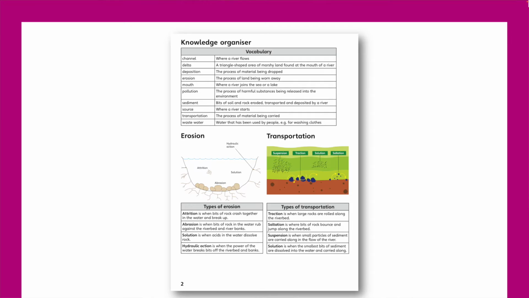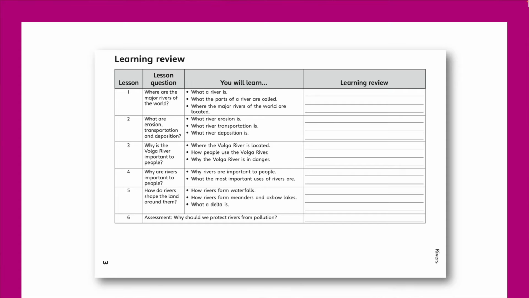The booklet begins with a knowledge organiser. The key geographical vocabulary is included, as well as diagrams and tables setting out the processes of erosion and transportation. Each of the 6 lessons is framed around an inquiry question. It may be helpful to share this question at the beginning of the lesson to frame the learning, as well as ending the lesson by having pupils jot their key reflections in the learning review column here.